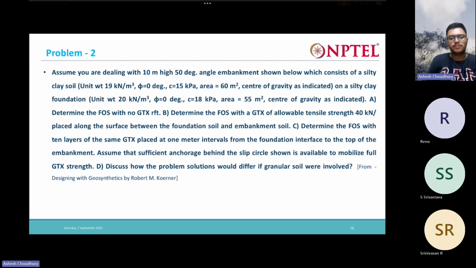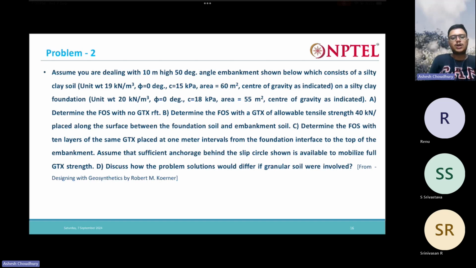It is a cohesive soil. C is 15 kPa, area is 60 square meters, and the center of gravity is indicated. In the figure, all this is given. The 10-meter high, 50-degree embankment is situated on a silty clay foundation. The properties of the foundation are also given: unit weight is 20 kilonewton per meter cube, phi is again 0, C is 18 kPa, area is 55 square meters, and the center of gravity is indicated.